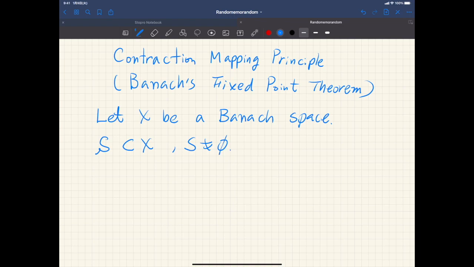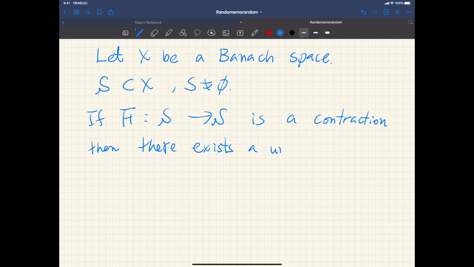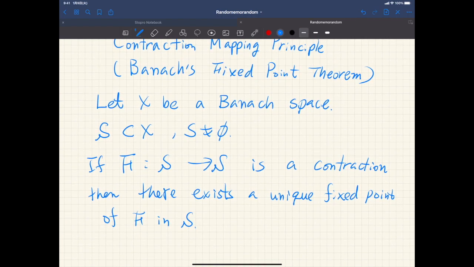Okay. And we have a mapping F from S to S. So given those conditions, if this mapping is a contraction, then there exists a unique fixed point of F in S.